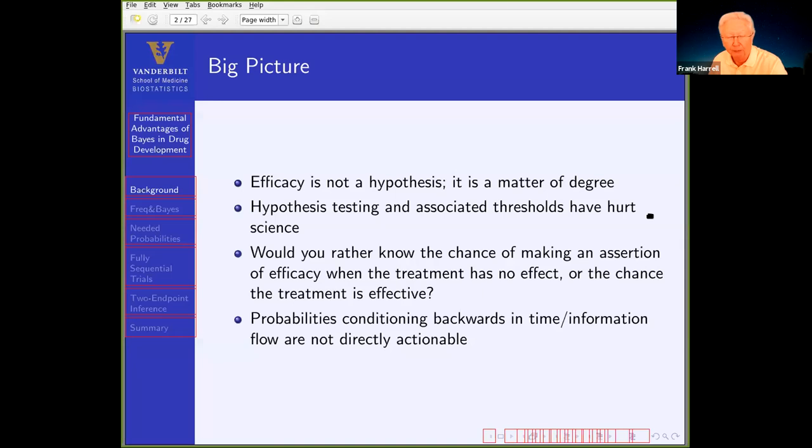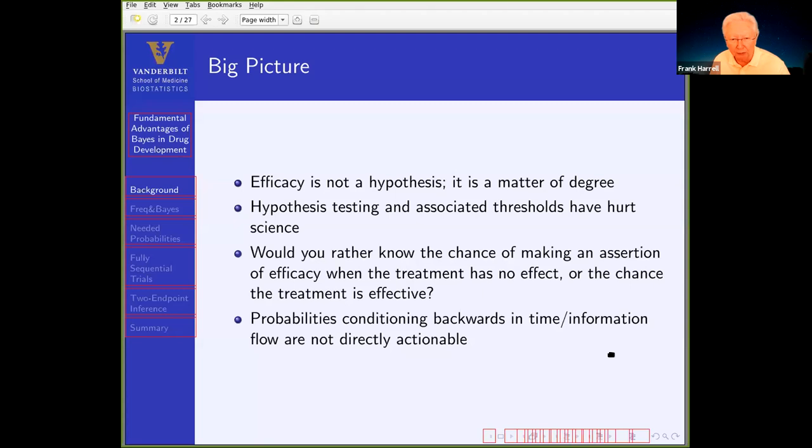And so the real question that distinguishes Bayesian approach from traditional approach is, would you rather know the chance of making an assertion of efficacy when the treatment has no effect, or would you like to know the chance that the treatment works? So Bayesian is really concerned with the latter and not the former. And a theme of this presentation that will arise over and over is that probability conditioned backwards in time, or backwards in terms of information flow, is not directly actionable.